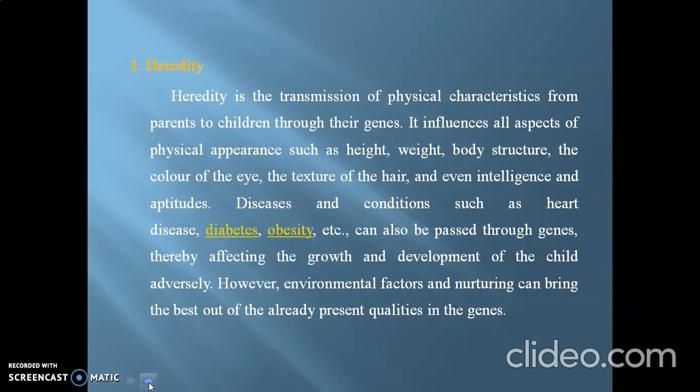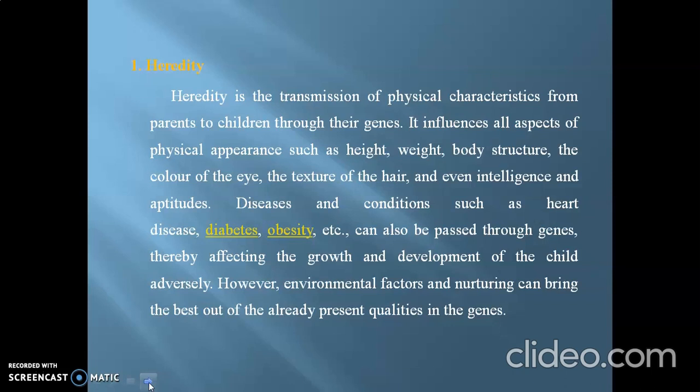Heredity is the transmission of physical characters from parents to children through their genes. It influences all aspects of physical appearance such as height, weight, body structure, the color of the eye, the structure of the hair, and even intelligence and attitudes.